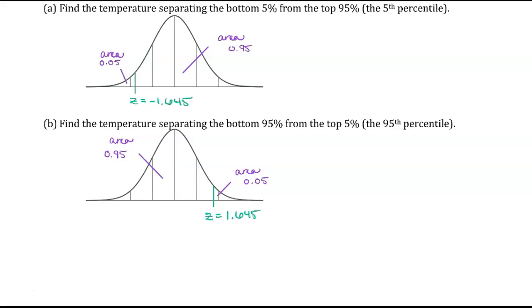Notice the symmetry that we have here. The 5th percentile is negative 1.645, and the 95th percentile is positive 1.645. This comes from the fact that normal distributions are symmetrical. We expect that the values on one side of the curve are a mirror image of the other side of the curve. We can also find these values using our calculator.